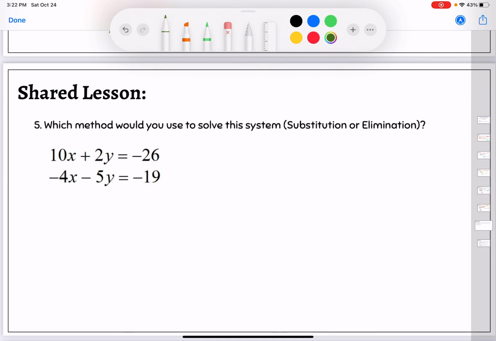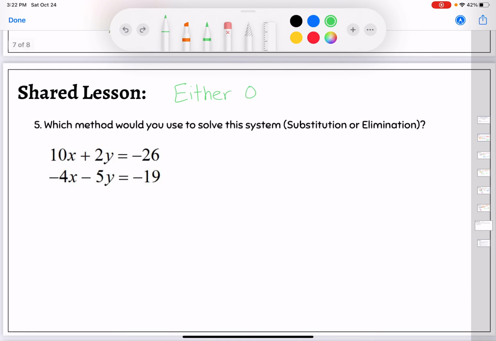I would not suggest trying to get an x or y by itself on the bottom equation, though, because you would definitely end up with a fraction. So don't do it on the bottom. You'd have to use the top equation if you were going to use substitution. Like I said, though, I kind of tend to use elimination because I know it's always going to work. So I think I'm going to choose elimination on this one, but this one would be either one.